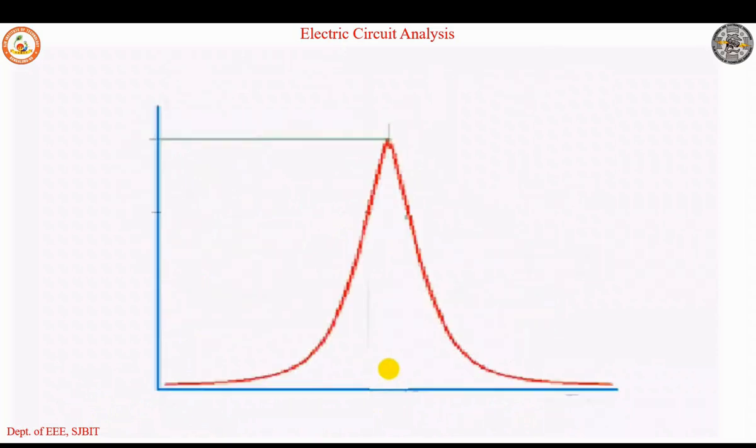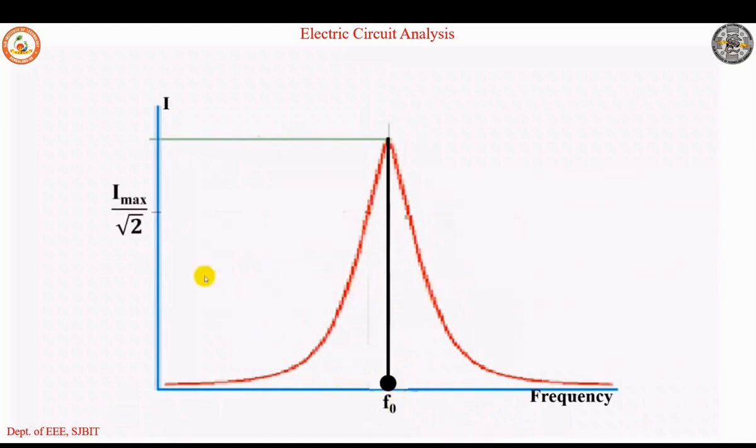Now this is the resonance graph with respect to frequency and current. You can see that at resonance we have a maximum current. At this point we have F0 and maximum current, which is calculated as the RMS value of current.